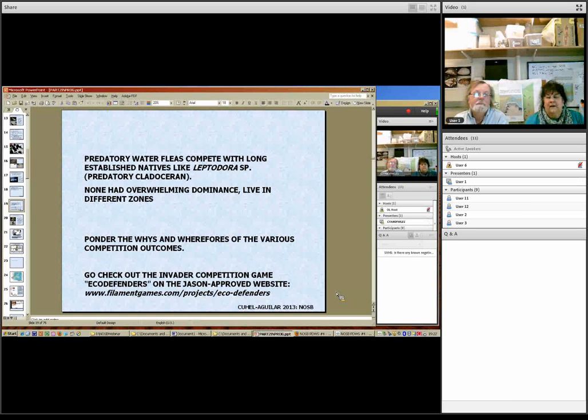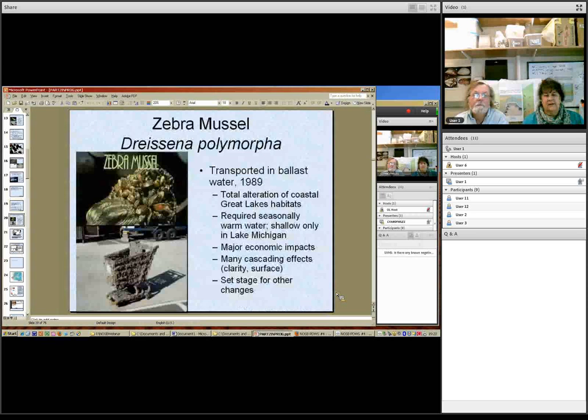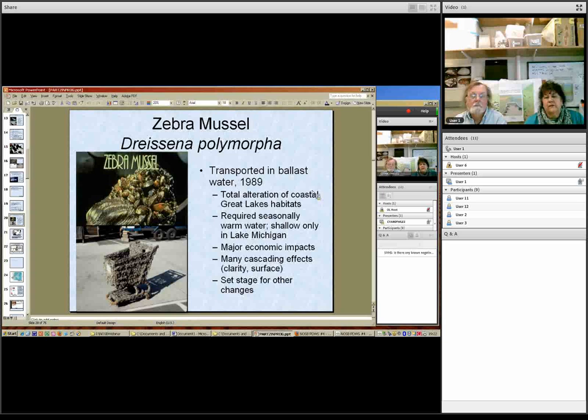Okay, so now we're going to move on into some of the things that we discussed last time. And we talked a little bit about the zebra mussel. Here I have the picture of a clam that has been closed by all those zebra mussels, so this clam cannot feed. We know that it was transported in the ballast water, like a lot of the other organisms that we're going to be talking about.